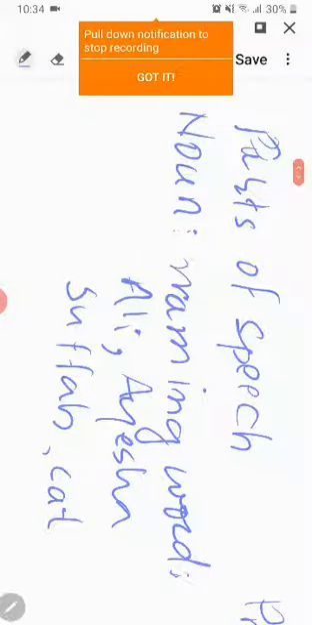Noun. And what is its definition? All the naming words are called nouns. These names may be the names of persons, places, things, animals, and birds.